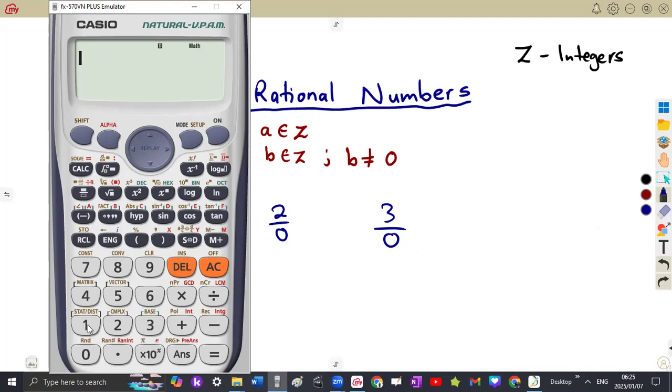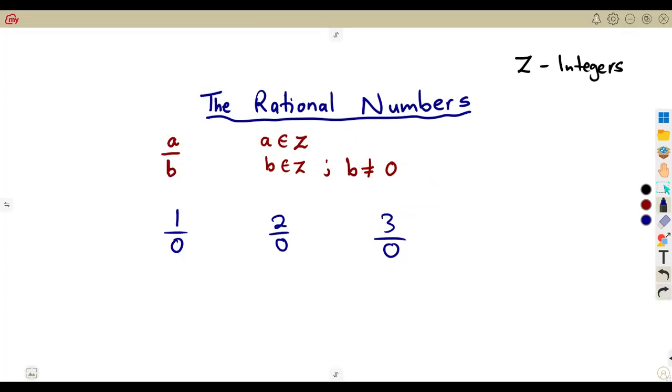Take any number that you want, 100 over 0 like this, okay? You can see that it cannot be simplified. So that's why I'm saying B cannot be equal to 0. B cannot be equal to 0. Once B is equal to 0, that fraction is called undefined. It cannot be simplified. 2 over 0 like this, it's undefined, cannot be simplified. All right, so we're not going to talk much, guys. We need to go straight to what we are into.